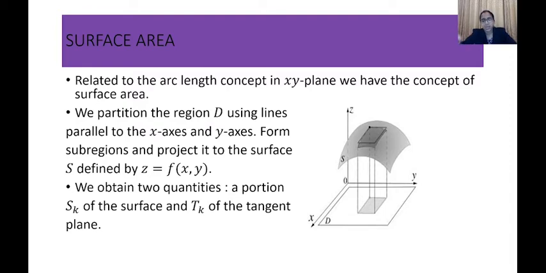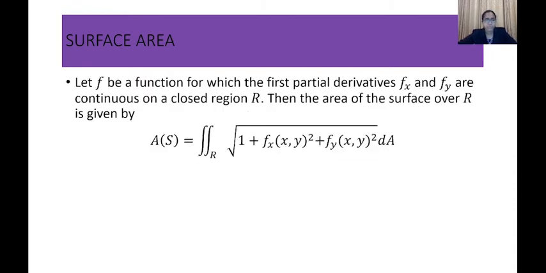So when we have XYZ plane, when we are projecting this sub-region to the surface, we get two portions. One will be SK, which is related to the surface itself, and the other will be denoted by TK, which will be the tangent plane, which you can see the perfect rectangle shape over here, that will be TK, and the SK will be the one which is a bit curved. Now with the help of this TK and the notation, we can easily formulate the formula for the surface area, which we shall see later on. Now in this lecture, I'll just give you the formula for the surface area.